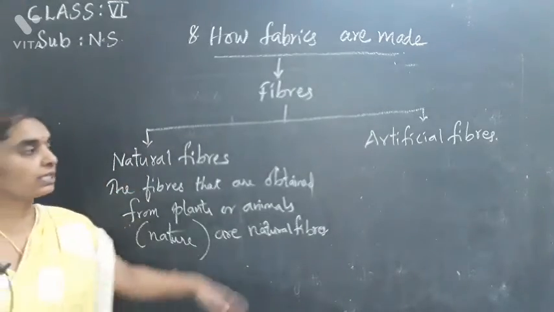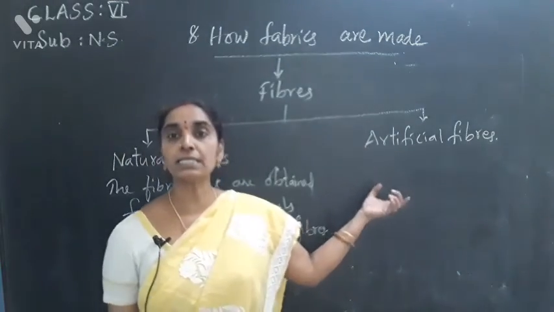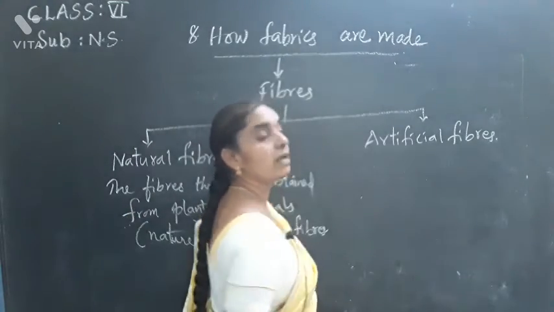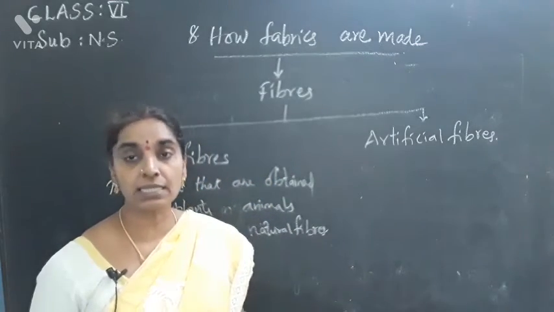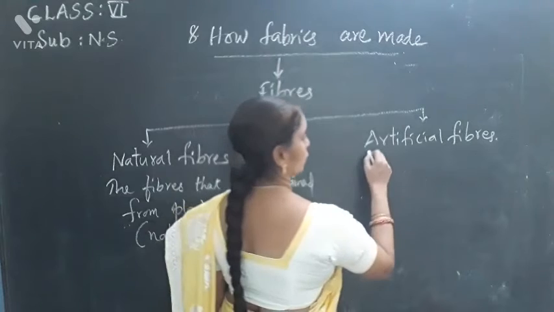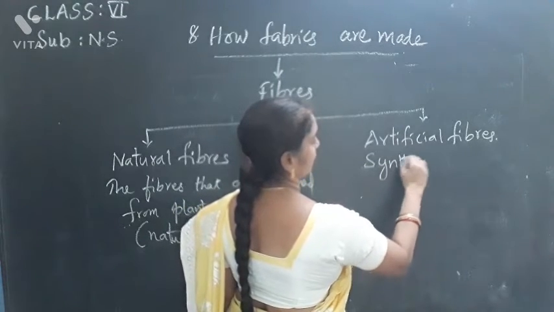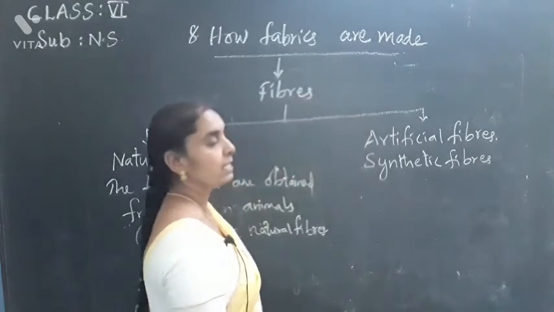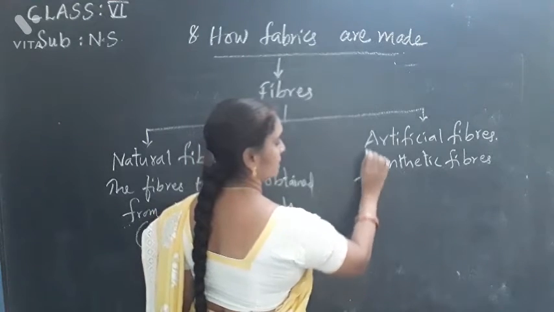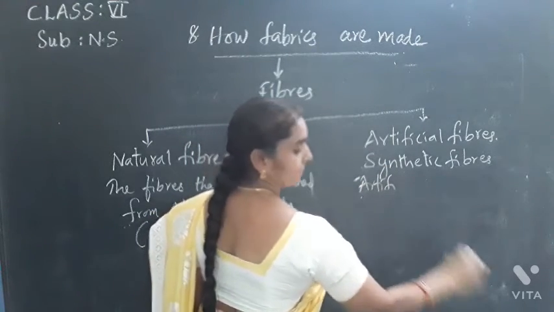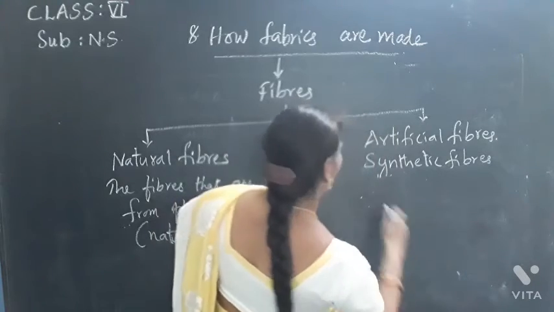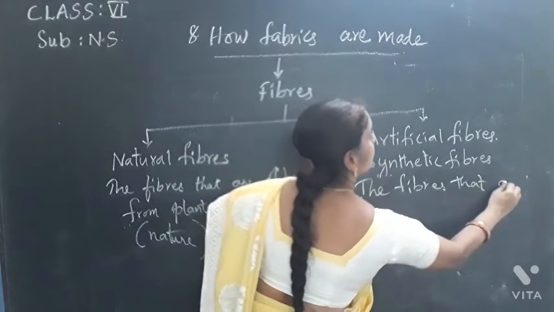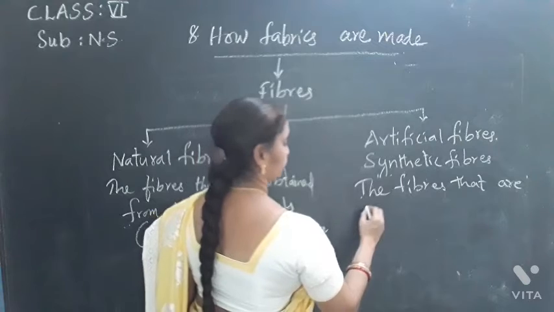Next, coming to the artificial fibers. Artificial fibers are synthesized using chemicals by man. So they are called artificial fibers or synthetic fibers. Artificial fibers are also called synthetic fibers because they are synthesized by man using chemicals in industries. These artificial fibers are manufactured from chemicals or synthesized from chemicals.